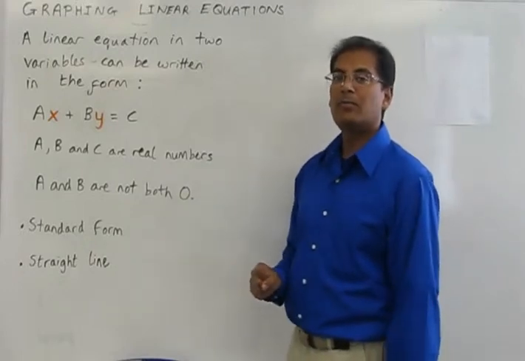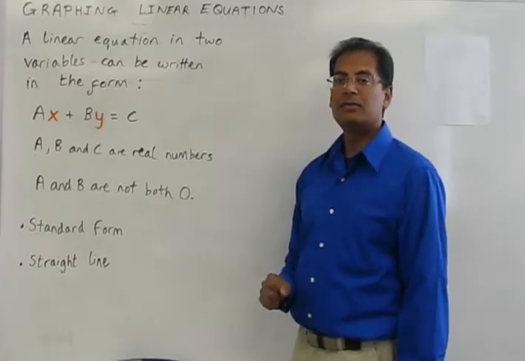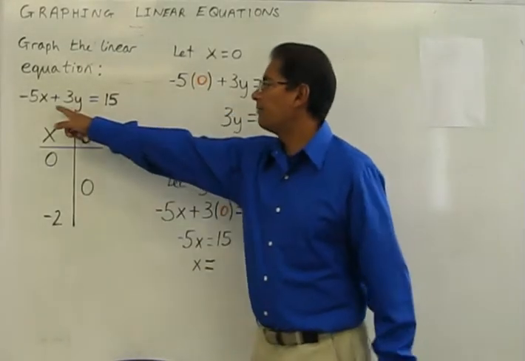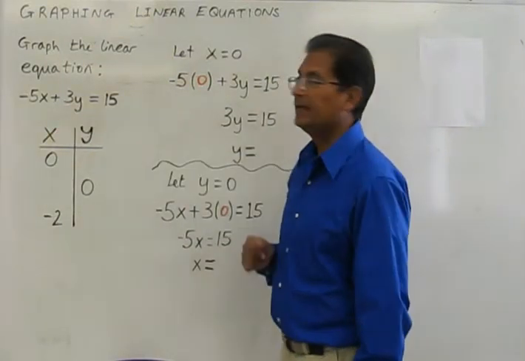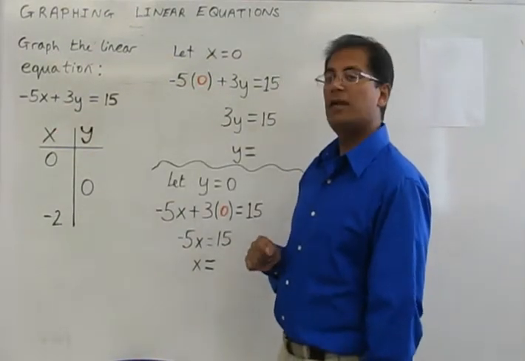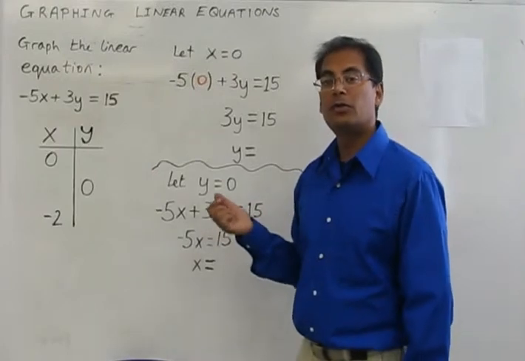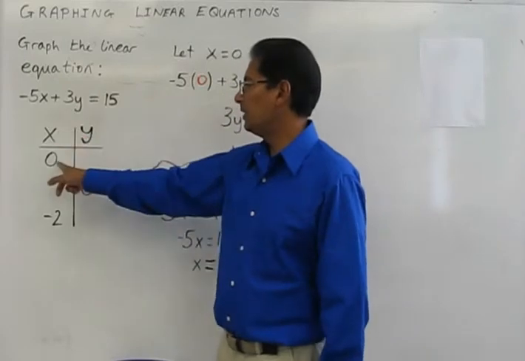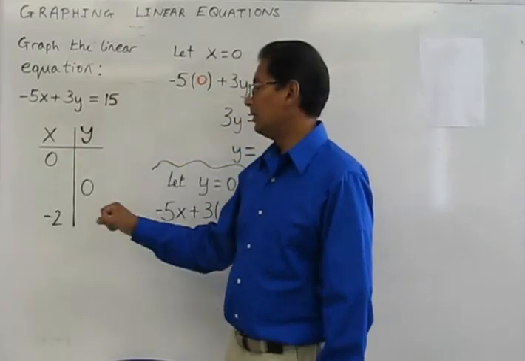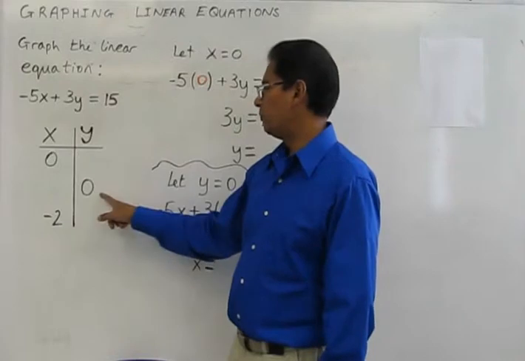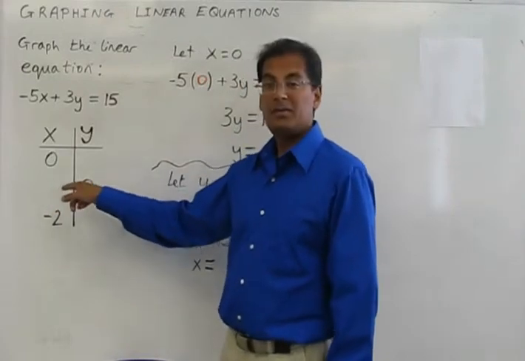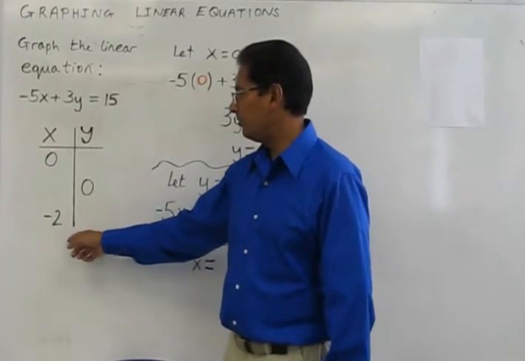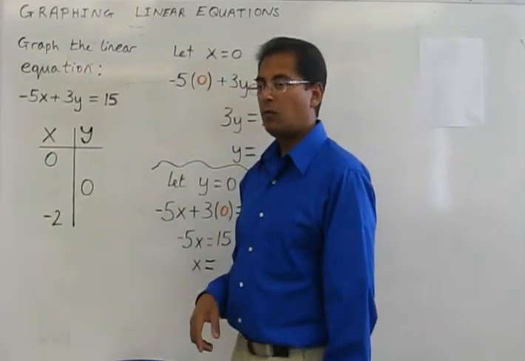So let's take an example of graphing a linear equation. Suppose we want to graph the linear equation negative 5x plus 3y equals 15. We have to construct a table of values in order to plot this. So let's choose some numbers. Let's choose x equals 0 and find the y value. We'll choose y equals 0 and find the x value, because that's easy to do when you choose zeros for each of these. And then we'll randomly choose x equals negative 2 and find the y value.